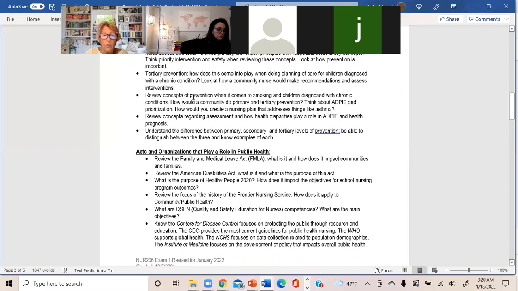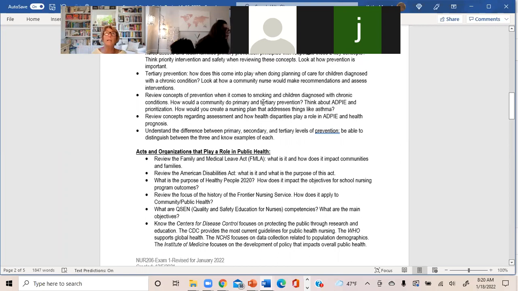So tertiary prevention, review concepts of prevention when it comes to smoking. What are you going to do? How would a community do a primary and tertiary intervention? Think about the ADPI and prioritization. How would you create a nursing plan that addresses things like asthma? So think of that bullet in the ADPI.